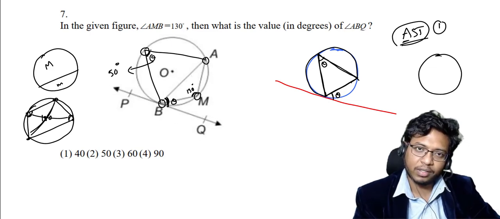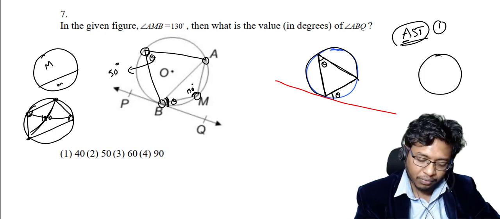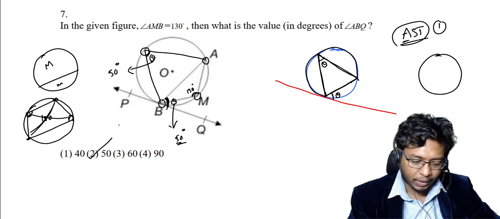Why? Because here 30 is there, that means that will be 50. So if this is 50, this also will be 50, right? That's it, your question is done. So the answer will be 50 for this, right?